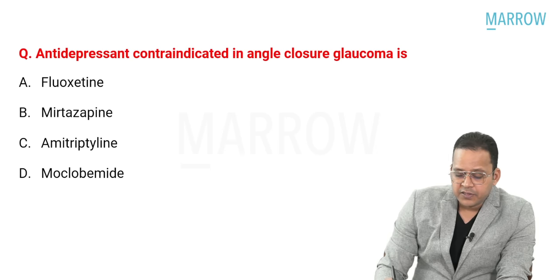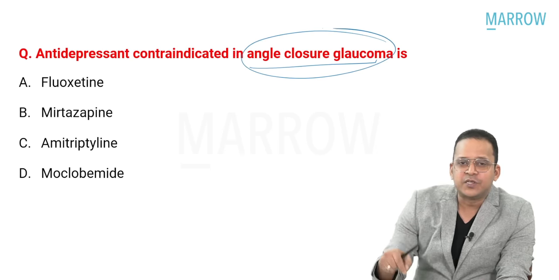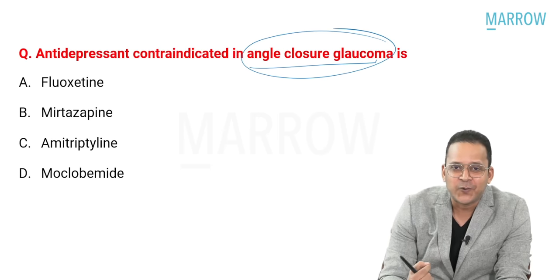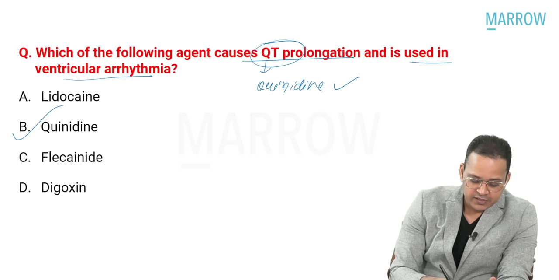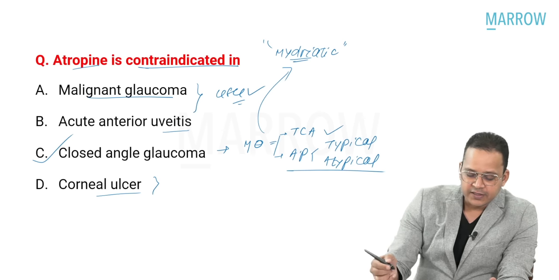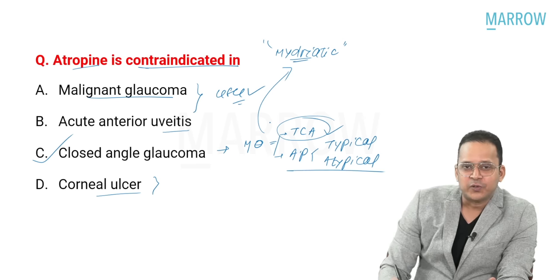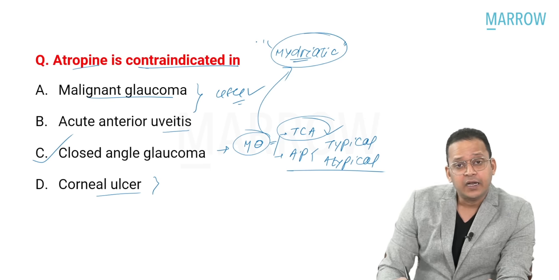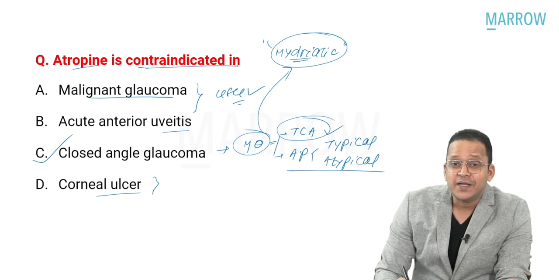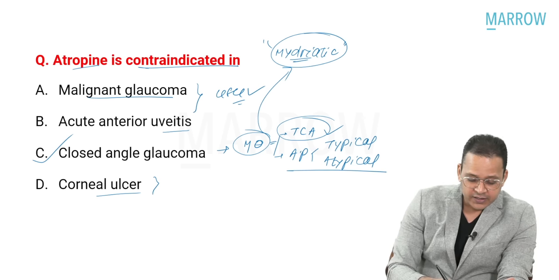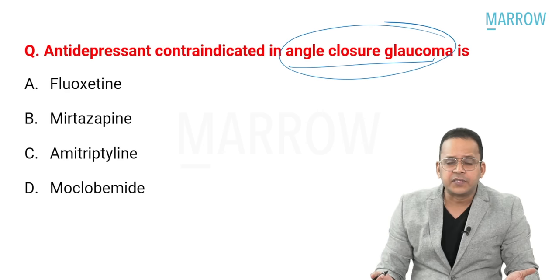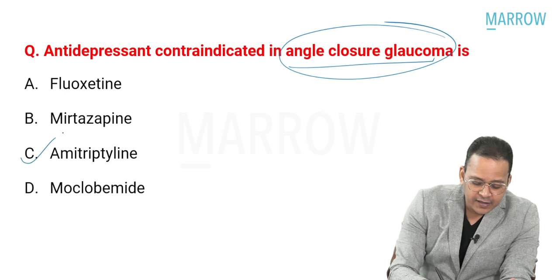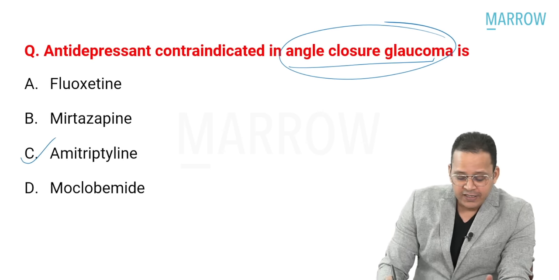Now coming to the next: antidepressant contraindicated in angle closure glaucoma. This MCQ is based upon the concept I discussed just now. What is the answer here? I've discussed close-angle glaucoma, which antidepressants are not to be used. Tricyclic antidepressants. Why? Because they're anti-muscarinic, so they will cause mydriasis, and mydriasis can precipitate acute angle closure glaucoma. It's a simple MCQ. What do we need to find in the options? Which one is a TCA? Your answer is amitriptyline, isn't it? So C is the right answer, guys.